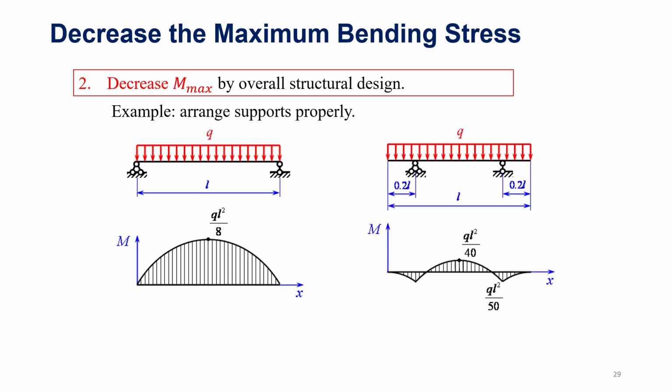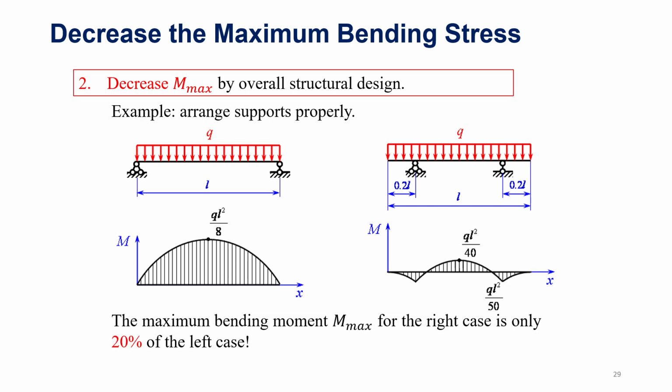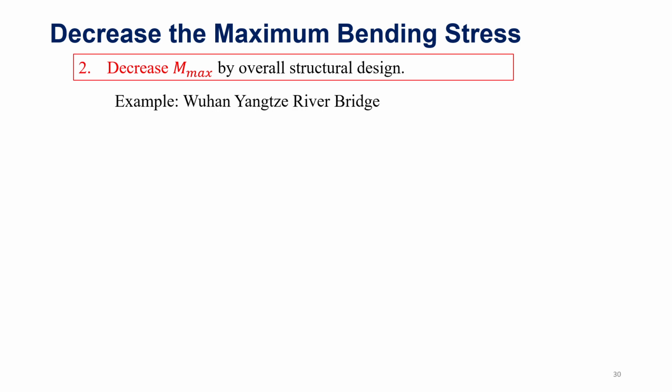If we arrange the supports in this way, we can reduce the maximum bending moment to qL squared over 40. So the right case has only 20% of the maximum bending moment of the left case. So this is a very good example to show how to decrease the maximum bending moment using structural design.